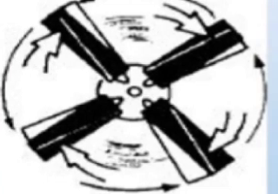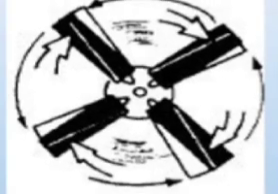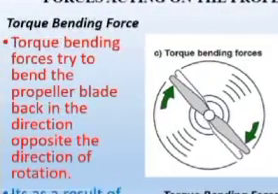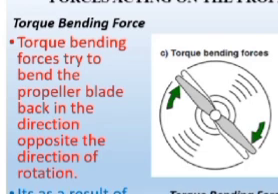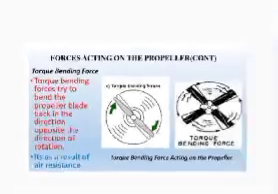On the other picture, for a four-blade propeller, you will see that as the propeller also rotates clockwise, there is this bending force that tries to move the propeller back in the opposite direction of rotation. This torque bending force is a result of the air resistance the blades find themselves in as the aircraft flies against the direction of the wind.